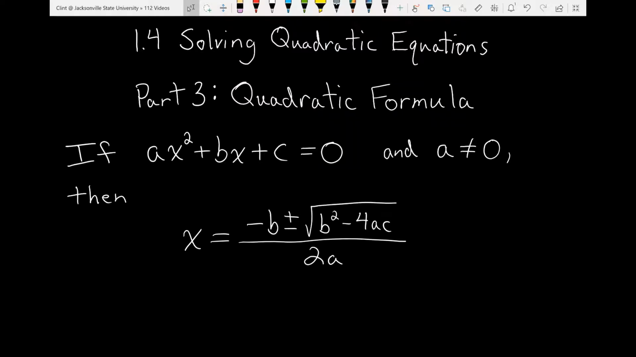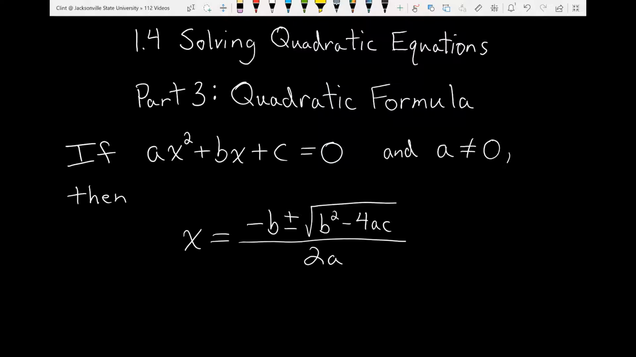Alright, third and final technique we're going to talk about for solving quadratic equations. Got old faithful, the quadratic formula. Any of you probably know it, so look at it. If we have a quadratic equation, an important part to remember here, we've got to have everything on one side, equal to 0, just like when we factor.